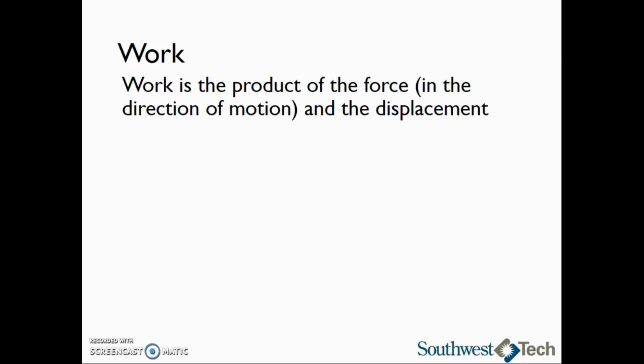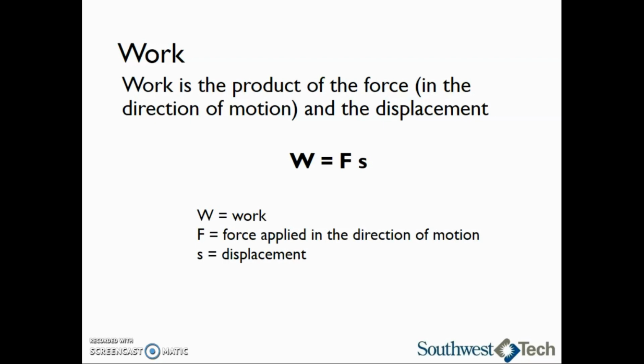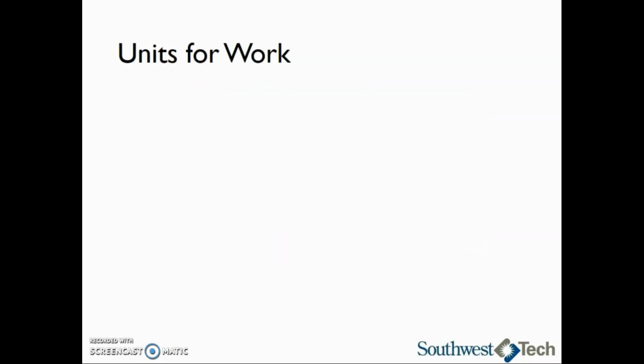We will first look at a formal definition for work. Work is the product of the force being applied in the direction of motion and the displacement. The equation we will use to calculate work is W equals F times S, where W is work, F is the force applied in the direction of motion, and S is displacement. We can see from this equation that one very important idea is that in order for any work to be done, an object has to have some displacement due to the applied force. In other words, if you are applying a force to an object, but the object does not move, you are not doing any work.